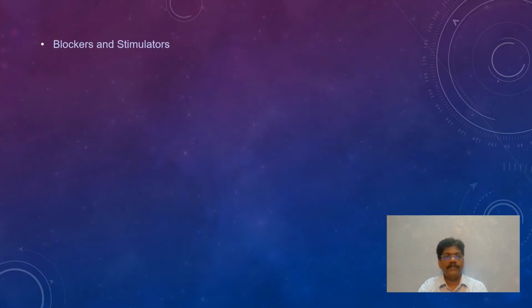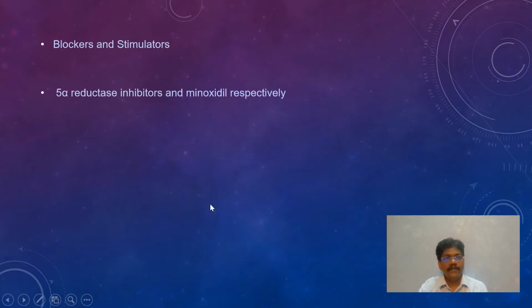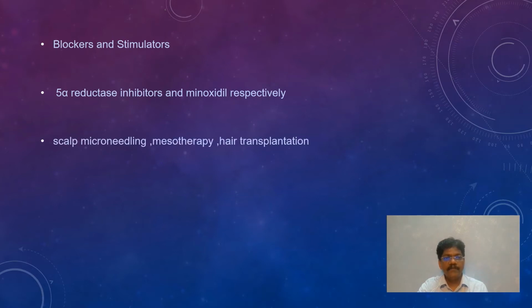Medical treatment basically consists of 2 sets of drugs. One is a blocker, another is a stimulator. The blocker is the 5-alpha reductase enzyme blocker. This enzyme causes conversion of testosterone to DHT. So we are trying to reduce the elevated levels of DHT at the level of the follicle.